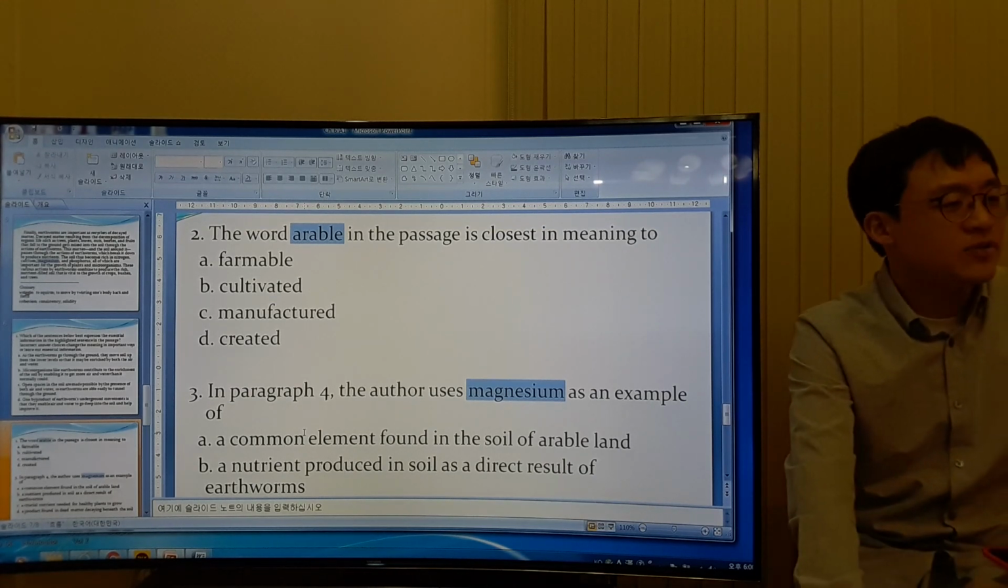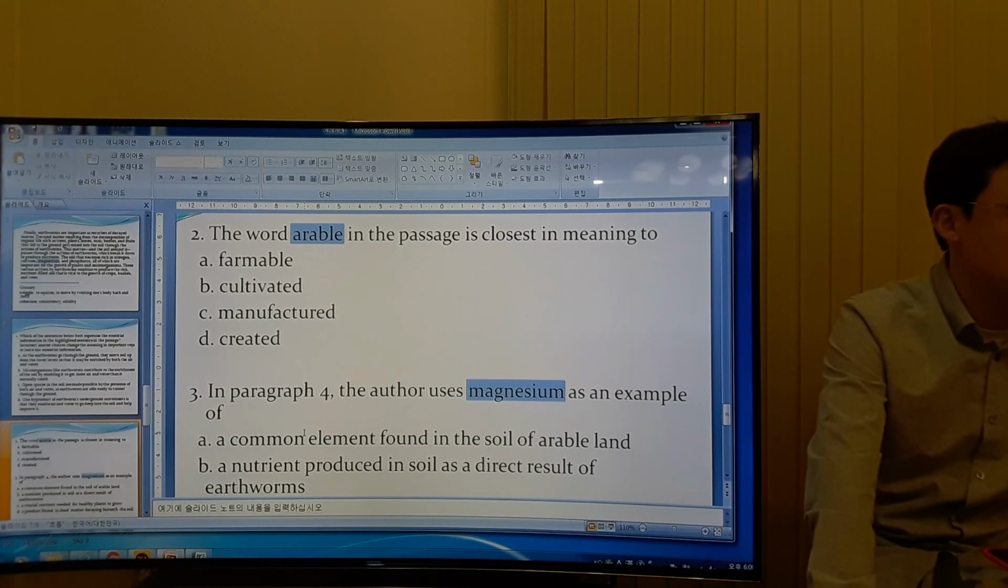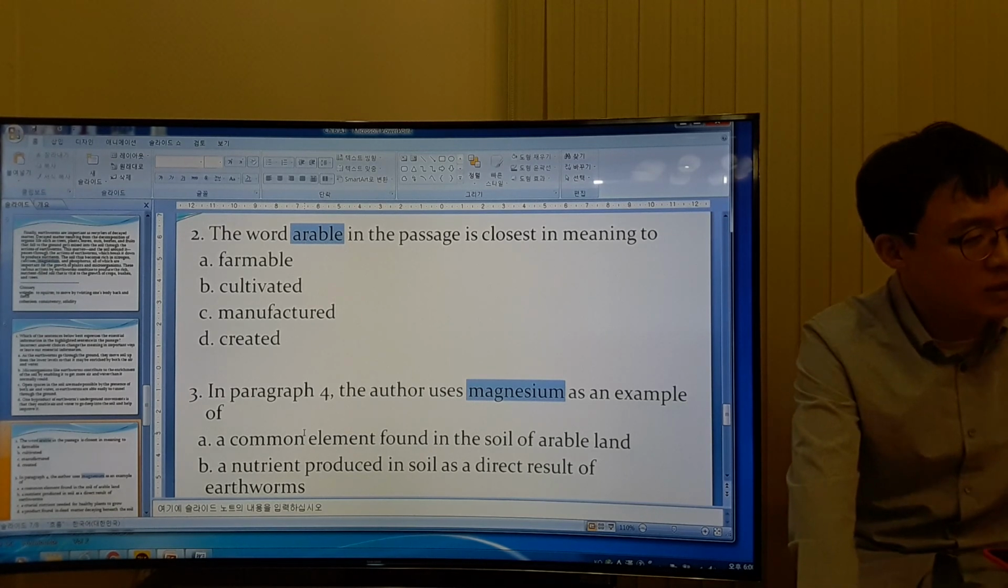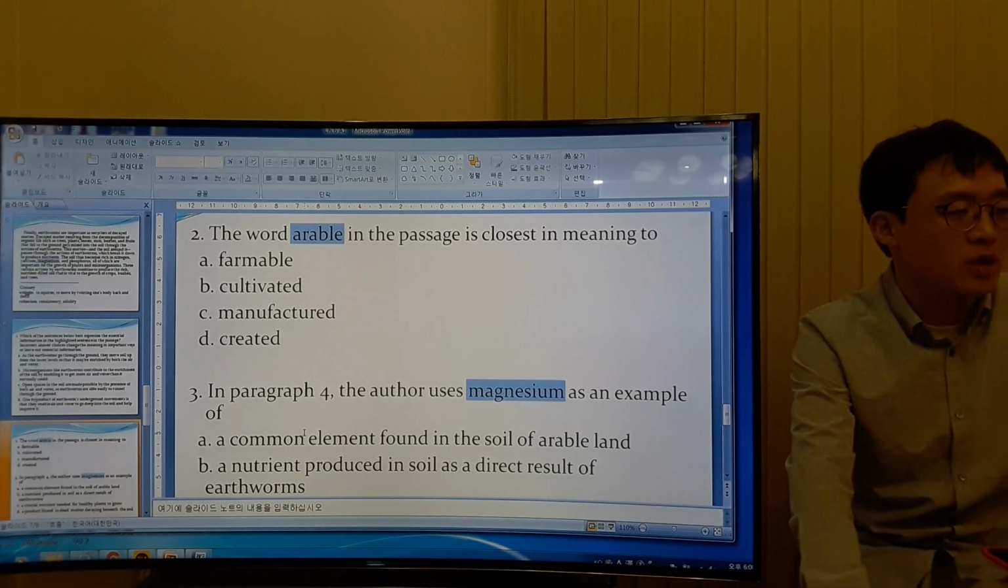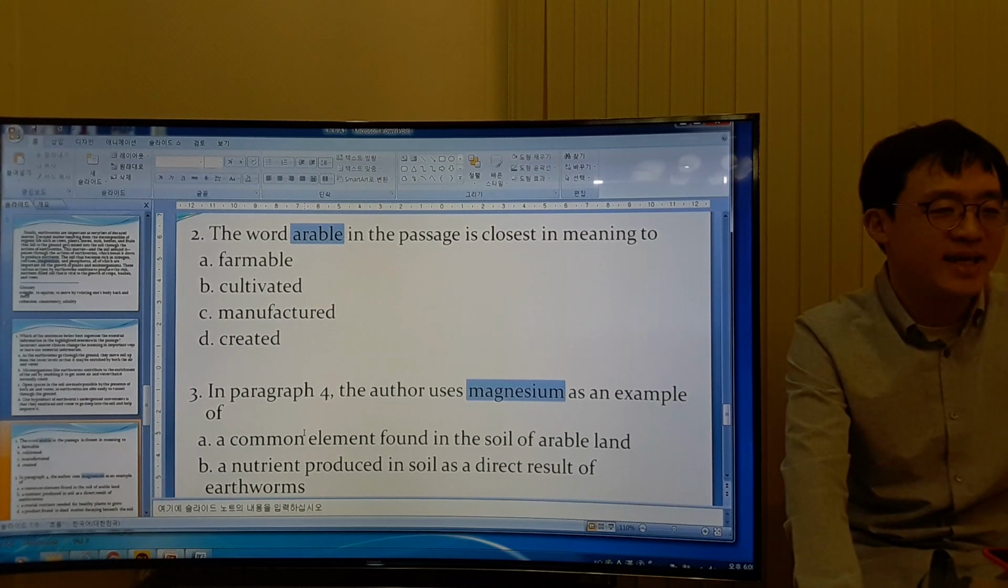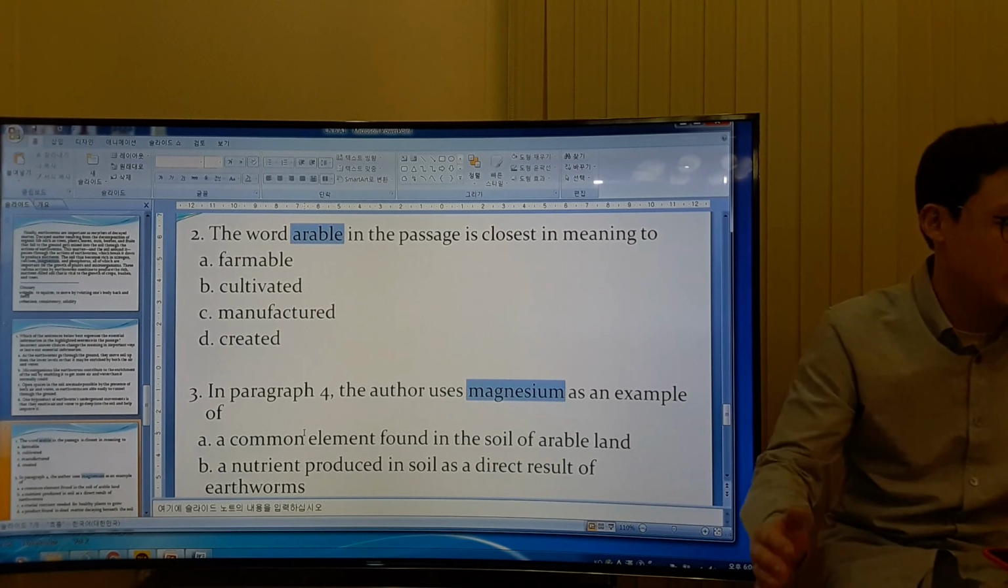Okay. Cultivated is similar, but cultivated is a past participle. If you say able to cultivate, it can be close to the answer, but you can't say cultivated. Okay. Cultivate means to what? Prepare land and grow crops. Manufactured, no. Created, no. So the answer is A.